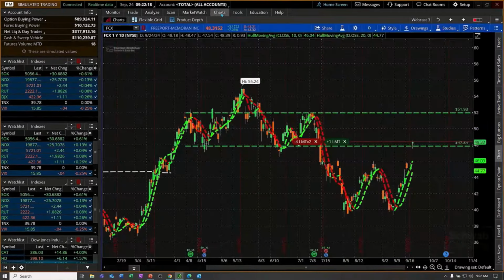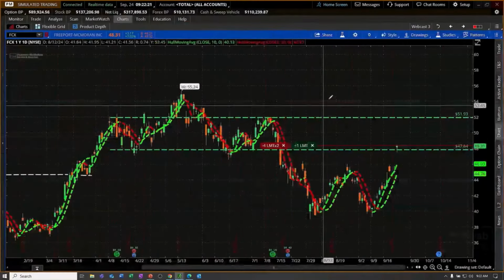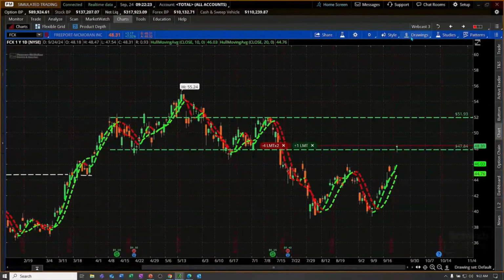Now, I'm going to go back to charts for just a second. And what I want to do is overlay something, okay? Now, I don't know if you like this, but I'm kind of a nerd on this topic.